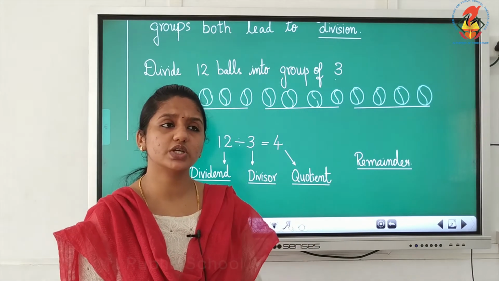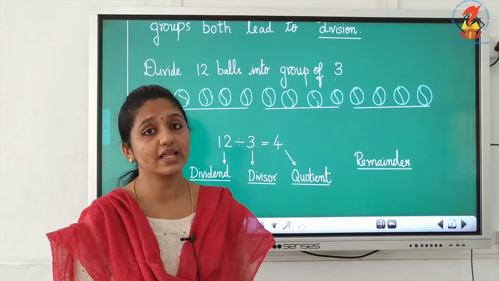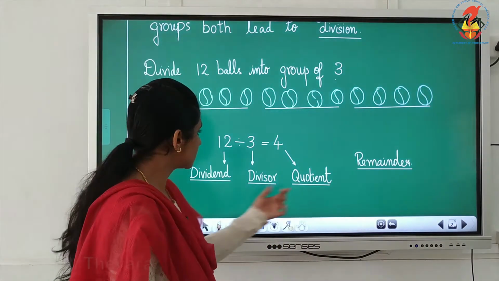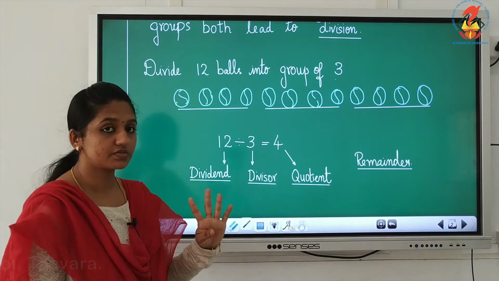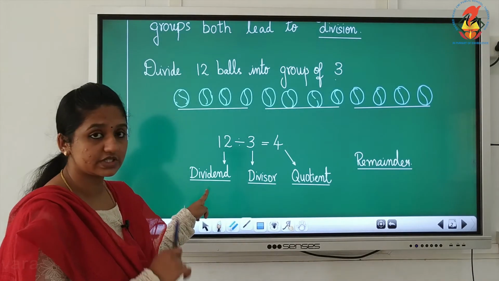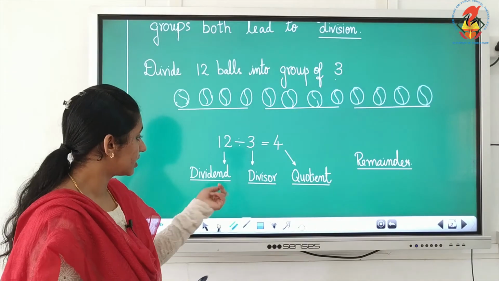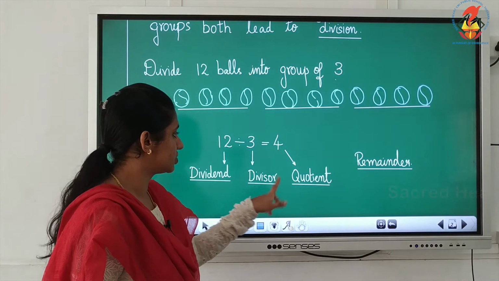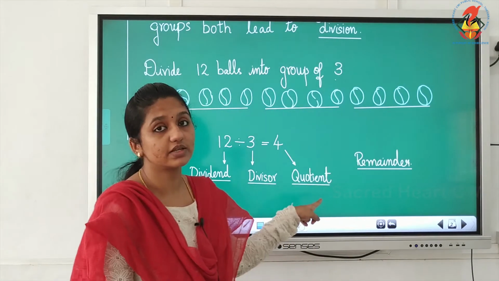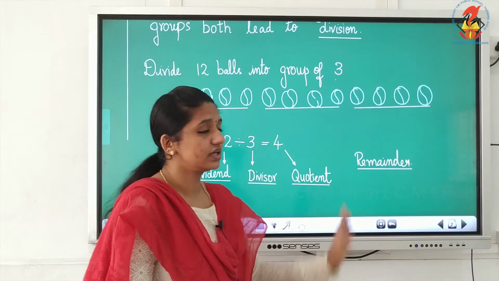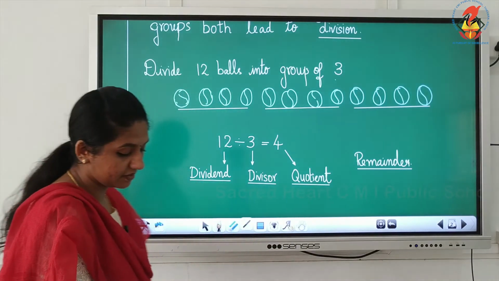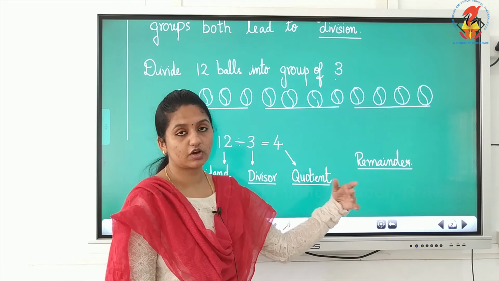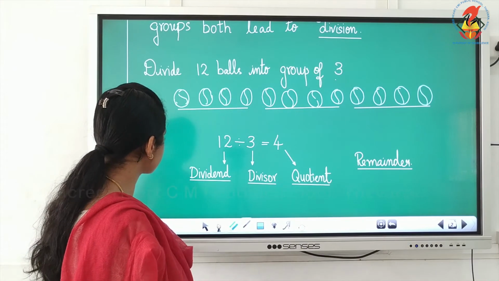After the division, when any number is left over, that balance is called the remainder. Okay. So the 4 terms of division are: the dividend, the first number or the number we divide; the divisor, the number with which we divide; the quotient, the answer in division; and the remainder, the balance number. So after dividing, if any number is left, we call it the remainder.